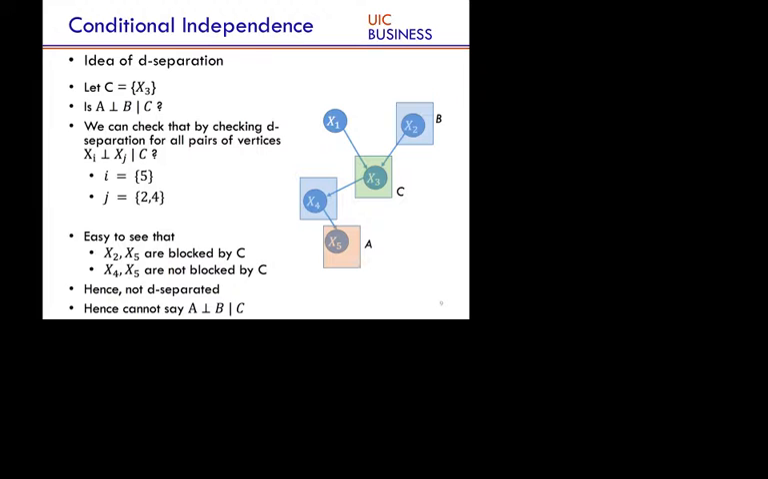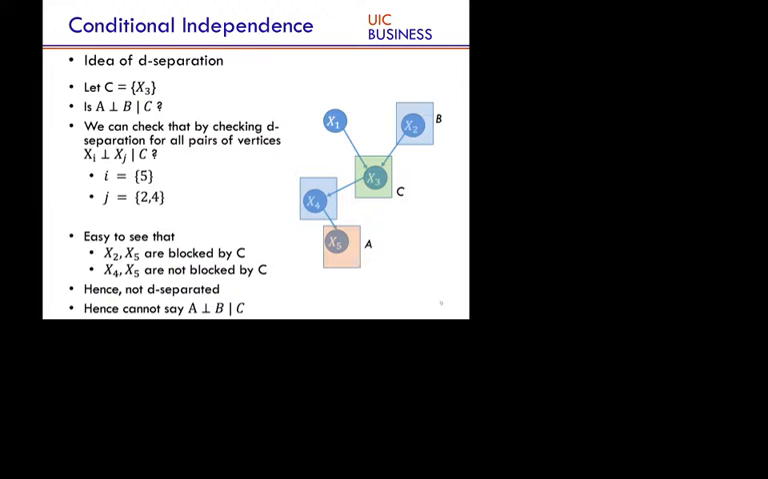So we are asking the question whether A and B are conditionally independent given C. We've been given this graph, and we just want to infer whether this statement holds. So we need to check d-separation for all pairs of vertices in the two sets. A is just one node, which is x5, and B has two nodes, x4 and x2.